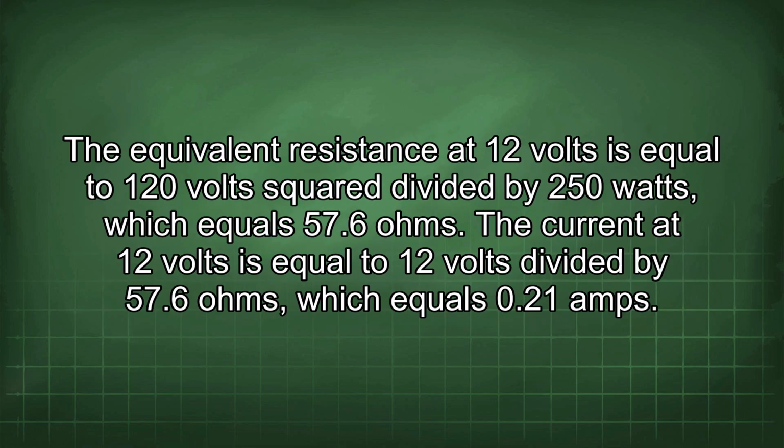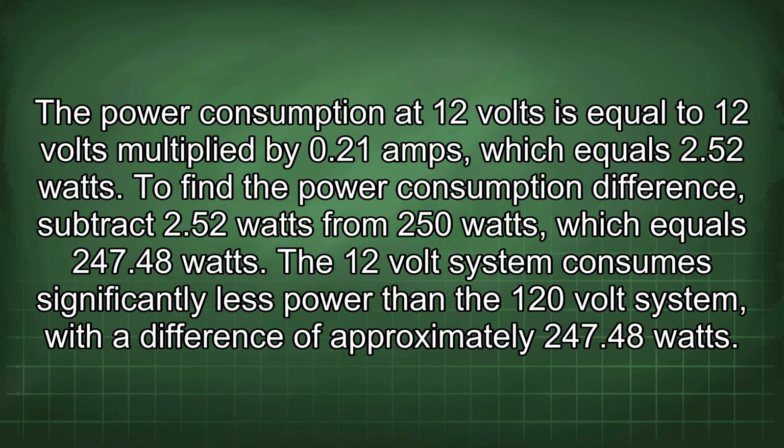The equivalent resistance at 12 volts is equal to 120 volts squared divided by 250 watts, which equals 57.6 ohms. The current at 12 volts is equal to 12 volts divided by 57.6 ohms, which equals 0.21 amps. The power consumption at 12 volts is equal to 12 volts multiplied by 0.21 amps, which equals 2.52 watts.